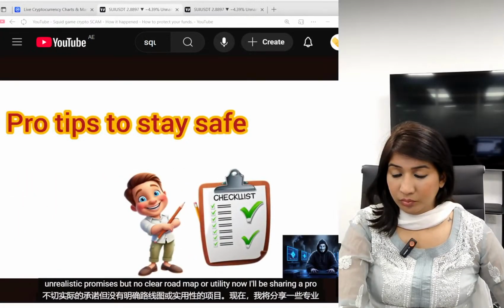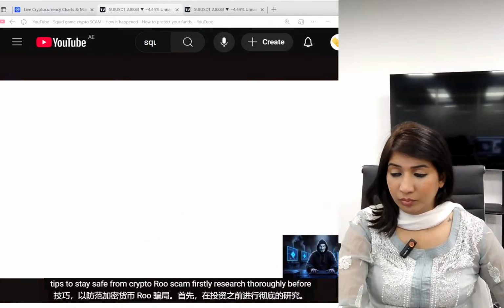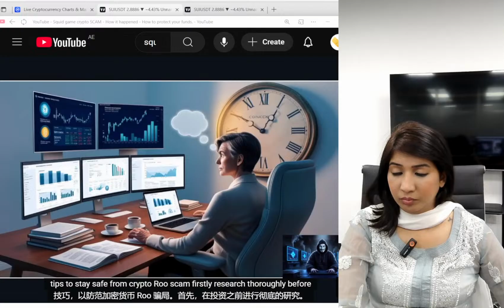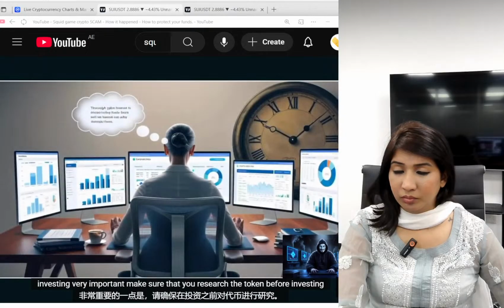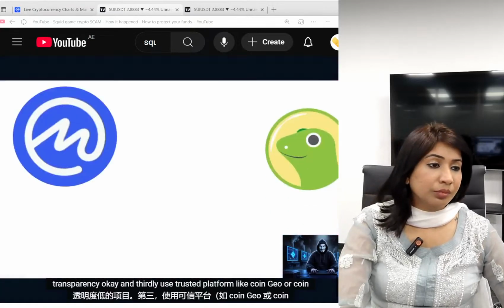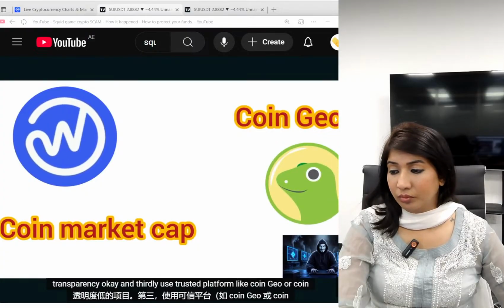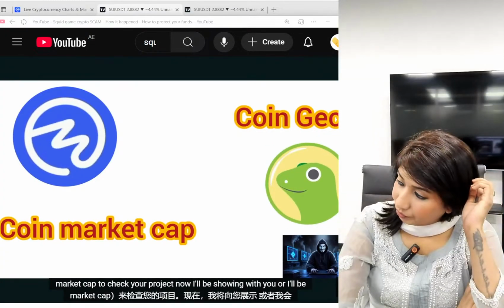Now I'll be sharing some pro tips to stay safe from crypto rug pull scams. Firstly, research thoroughly before investing. Very important. Be sure that you research the token before investing. Secondly, avoid projects with a lot of hype but little transparency. And thirdly, use trusted platforms like CoinGecko or CoinMarketCap to check your projects.